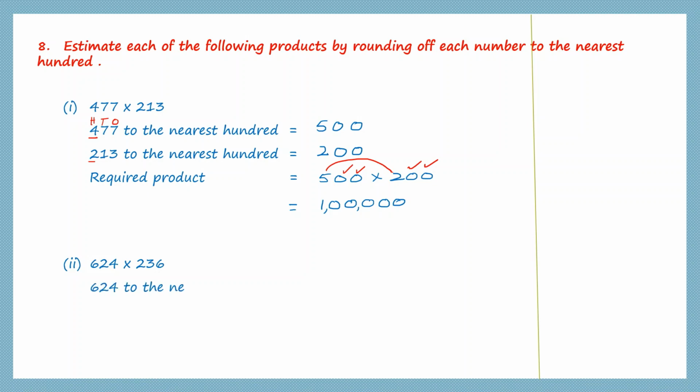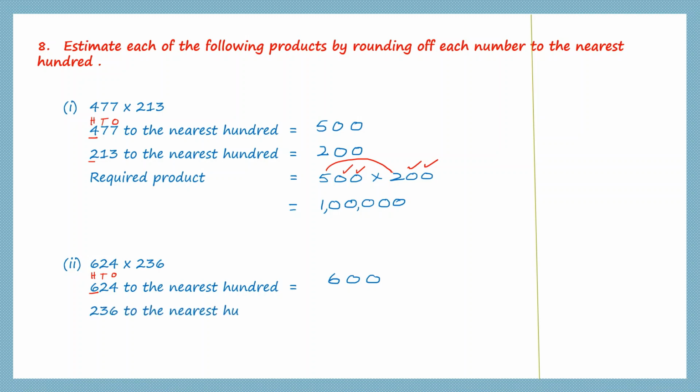Question 2. 624 into 236. Now 624 to the nearest 100. So the digit in the hundreds place, ones, tens, hundreds, is 6. The digit to its right is less than 5. So 6 will remain the same and the other two digits will become zeros, 600.